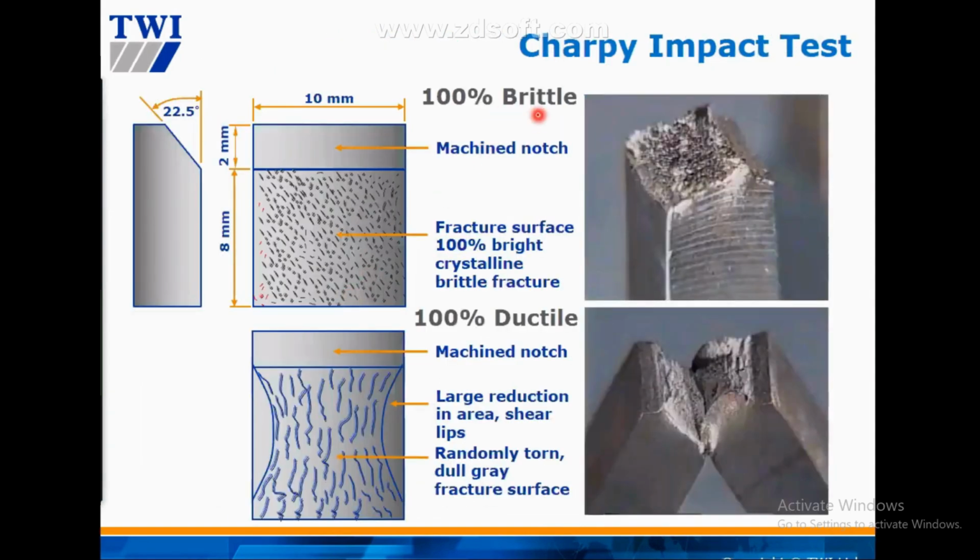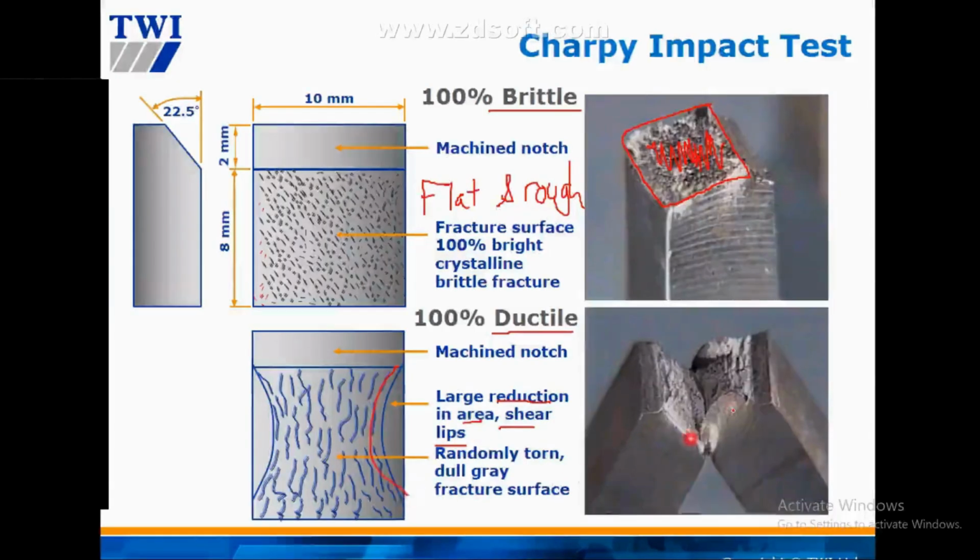But you need, we talked about this yesterday about brittle and ductile. Remember? So in this brittle, normally you got a flat and rough surface. What does it mean? Under brittle here, the specimen got flat. When it breaks, it produces a flat and also rough surface. Crystalline brittle fracture. For ductile, remember, they always got shear lips and also reduction in area. So this is reduction in area. Then you got shear lips here. So that is shear lips. Randomly toned dark gray.